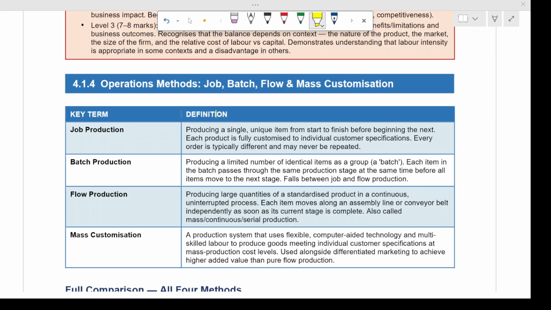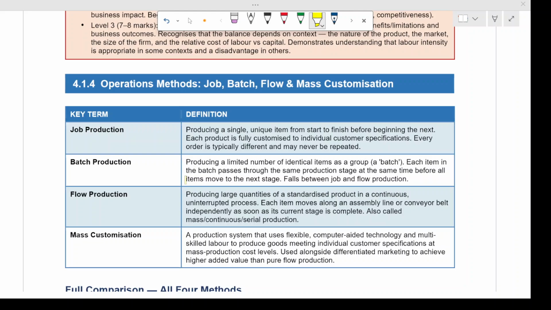In the last class, we discussed the different operation methods, which include job, batch, flow, and mass customization. To give a brief overview, job production is when we produce a single unique item from start to finish before beginning the next one. Whereas batch production is when we produce a limited number of identical items in a group or a batch, as they call it. An example includes, one of 99 cars produced. They are produced in a single batch.